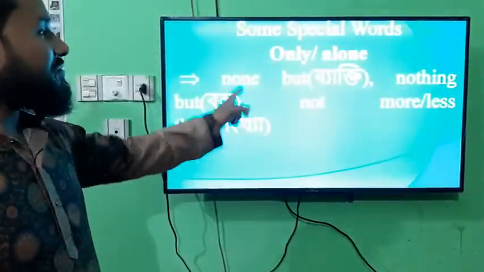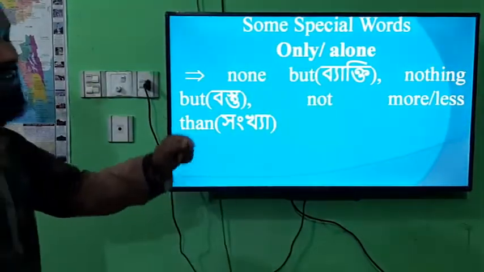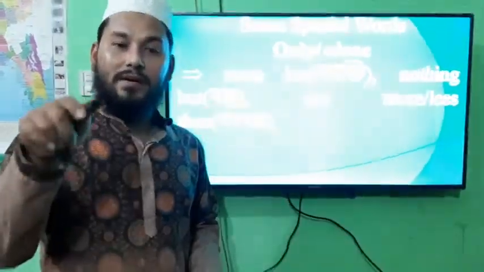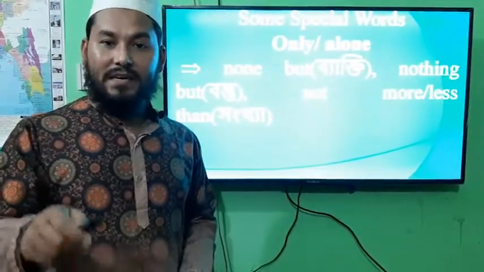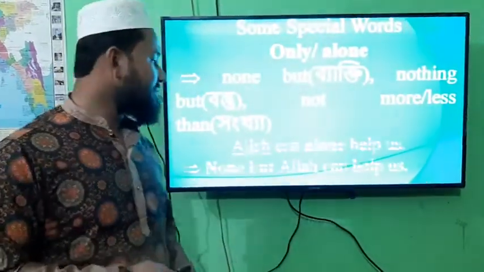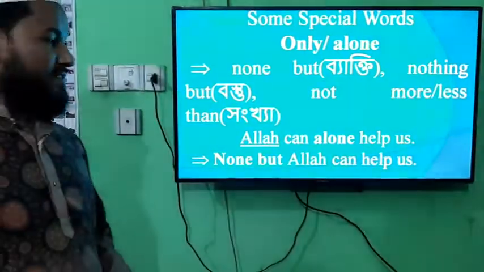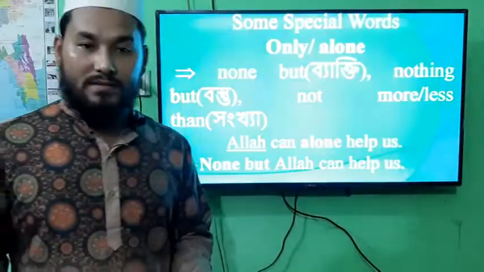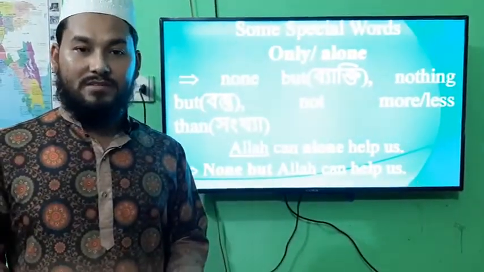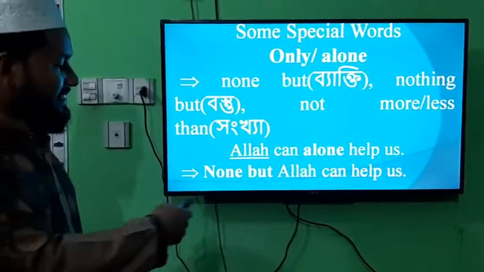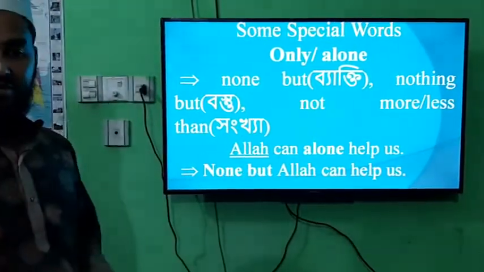For example, if only indicates a person, we will use none but. If it indicates a thing, we will use nothing but. And if it indicates a number, we will use not more or less than. For example, Allah alone can help us. Here, Allah is a doer. Clear? He is a creator. So we will use none but. None but Allah can help us.